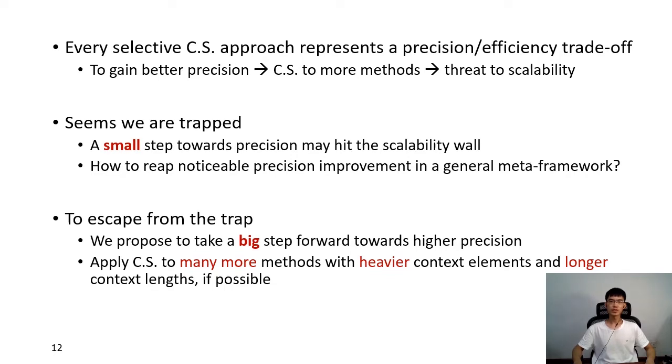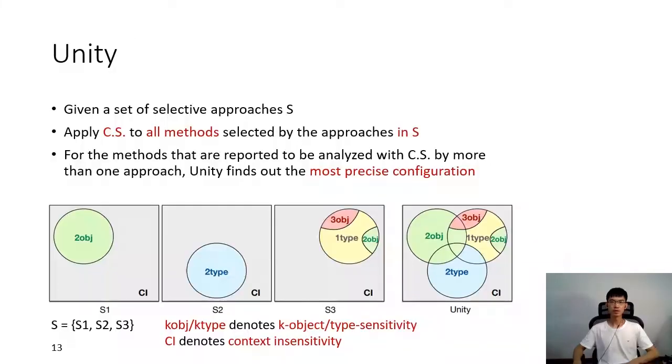Well, to escape from the trap, our solution is actually quite counterintuitive. We propose to take a big step forward towards higher precision and apply CS to many more methods with heavier context elements and longer context lengths, if possible. Based on this proposal, we design Unity, and we will explain why such a proposal works well when we introduce Unity. Now let's present the working mechanism of Unity.